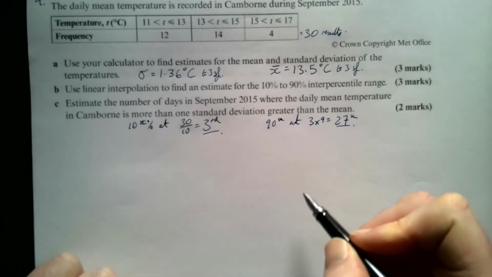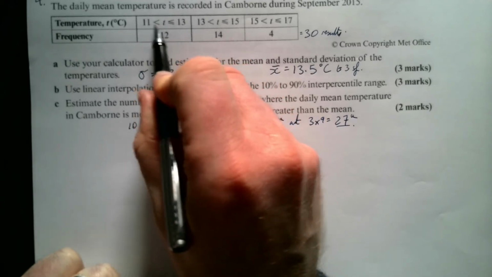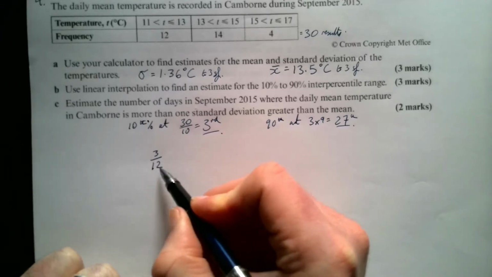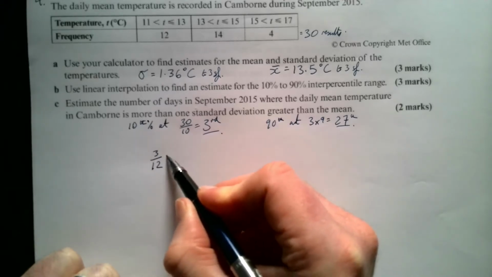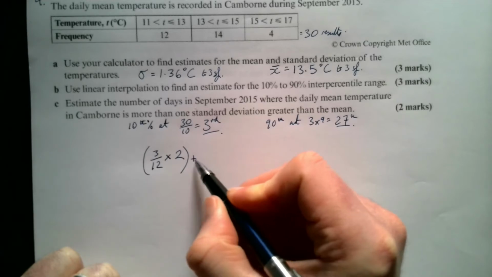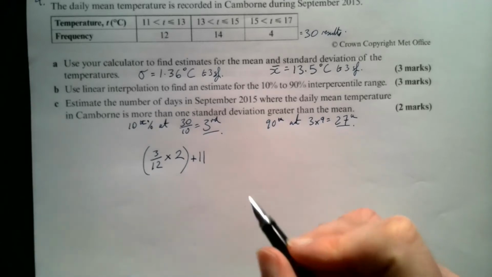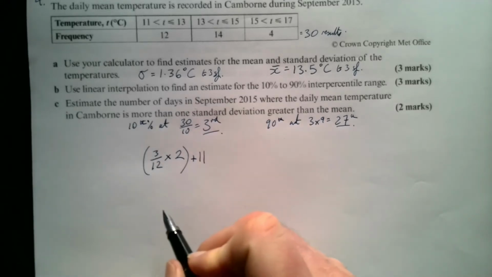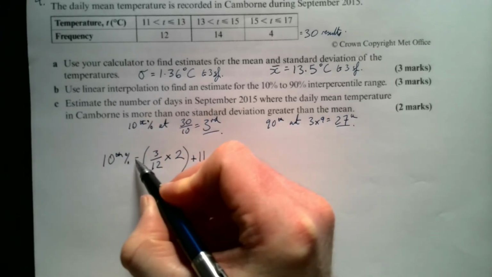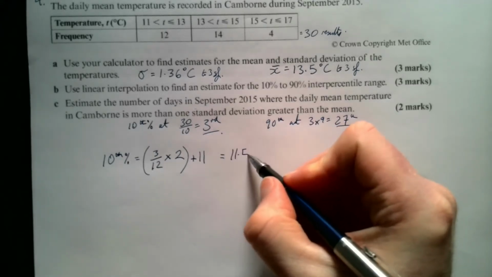So we need the third result within this group. Now the width of this range is 2, so I just want the third out of 12, so 1/4 of the way through that group width of 2. Once I've done that, I need to add it to 11, because that's where it would be if it was nowhere into it at all. So 3/12 of 2 plus 11 will give me my 10th percentile. Put that into the calculator and you should get 11.5.